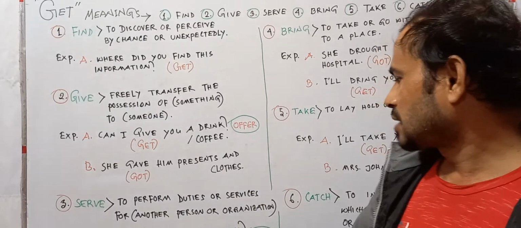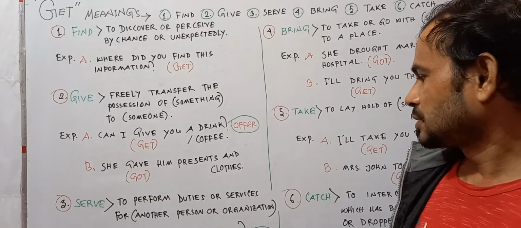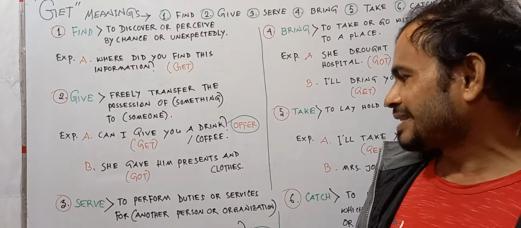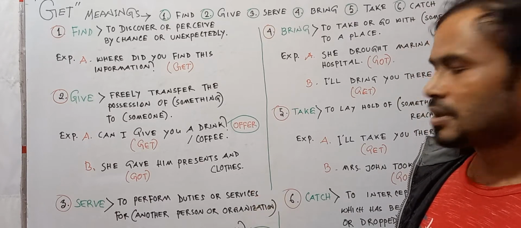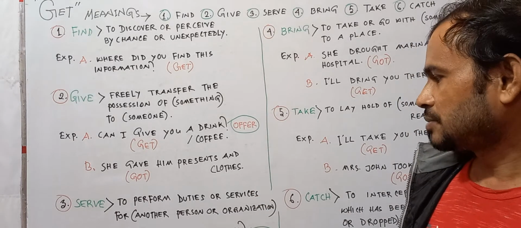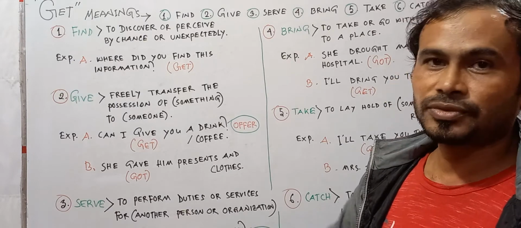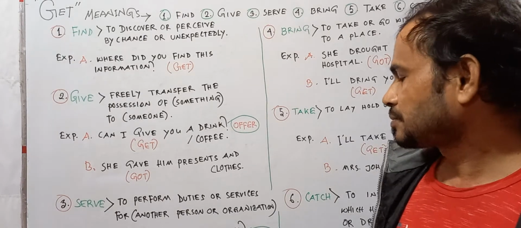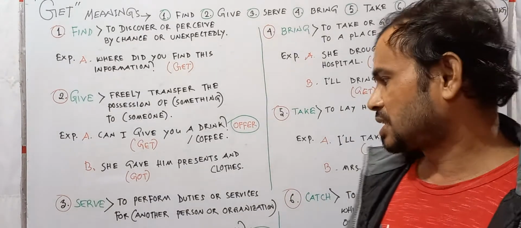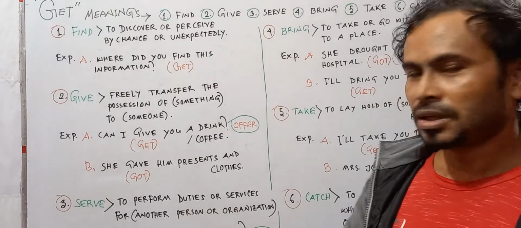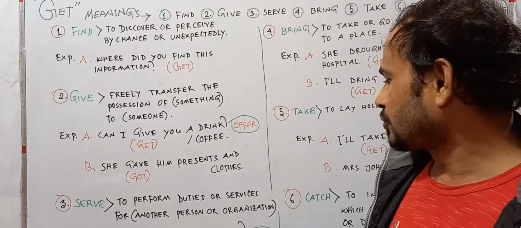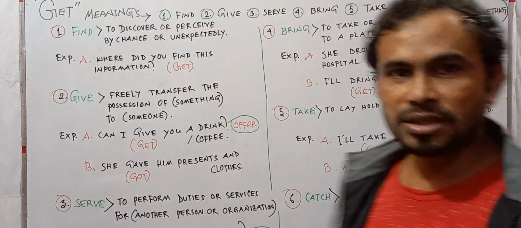Or can I serve you a coffee? These types of sentences mean offer. Here you see I have written offer. Okay, so instead of using serve in this statement, we can use get. Can I get you a coffee? Or can I get you a drink? I think you understood.